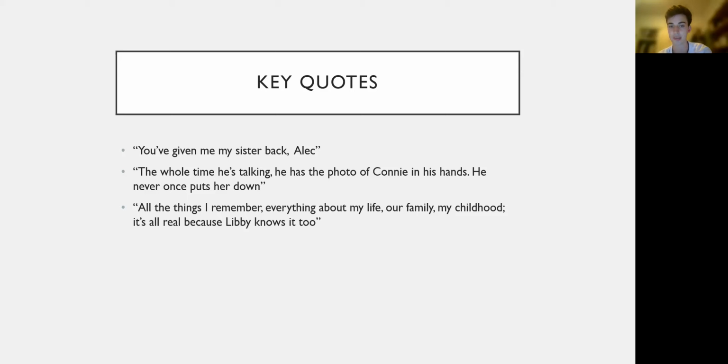"But you've given me my sister back, Alec. That's what I was talking about before." The whole time he's talking, he has the photo of Connie in his hands. He never once puts her down, so that symbolizes the really close relationship. "And all the things I remember, everything about my life, our family, my childhood, it's all real because Libby knows it too." So you might also be able to talk about some of the other themes from the book. Connie suffers quite a lot because of society's expectations of women, and we might be able to bring that into the story as well.